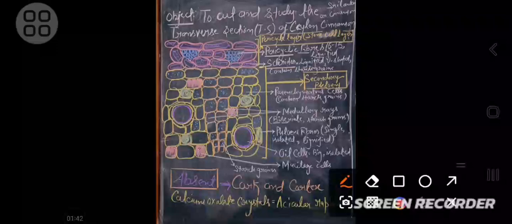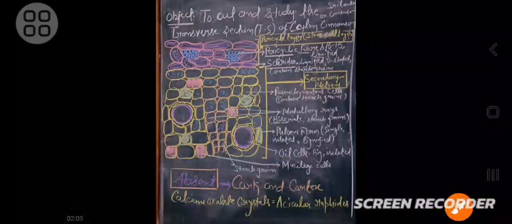Pericycle layer mainly contains two types of cellular components. One is the pericycle fiber and the other is the sclereids. These are the two cellular components. The pericycle fibers are found in number, around 6 to 15 are present, and they are lignified. The meaning of lignified cells is that they contain lignin. They are also termed as the dead cells or the sclerenchymatous cells.